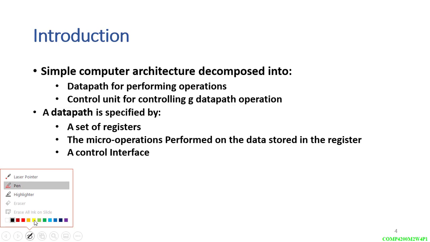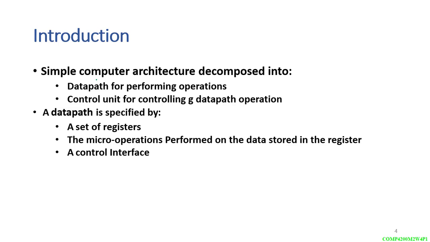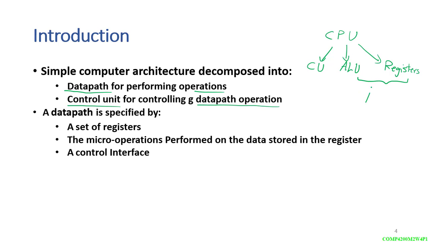So the simple computer architecture is composed of a data path for performing the operations and a control unit for controlling the data path. So previously, if I ask you what a CPU is built of, you are going to tell me three things. Usually you tell me a set of registers, an ALU, arithmetic and logic unit, and a control unit. So now the set of registers and the ALU constitute our data path, whereas the control unit controls this data path.